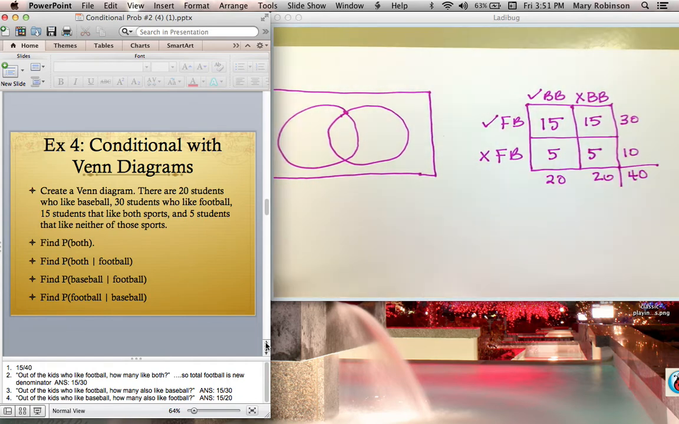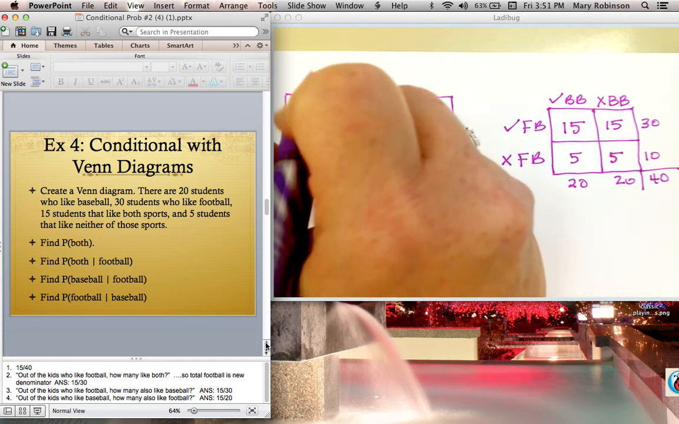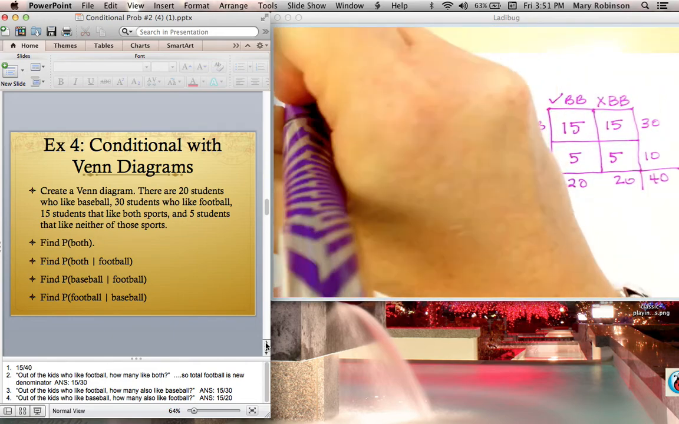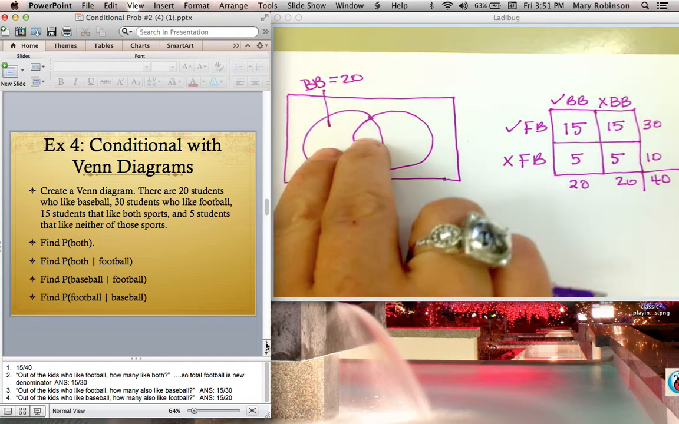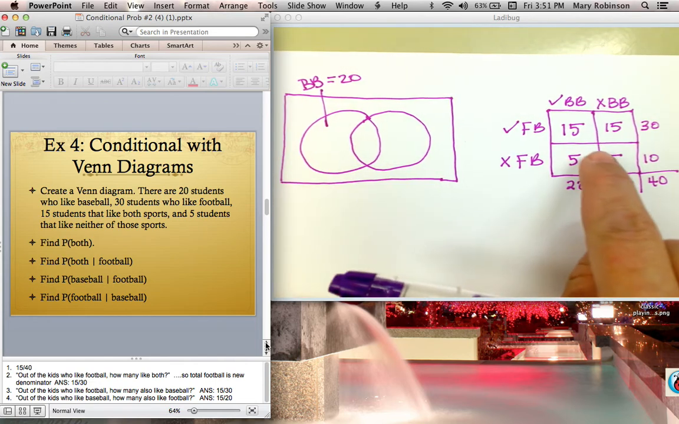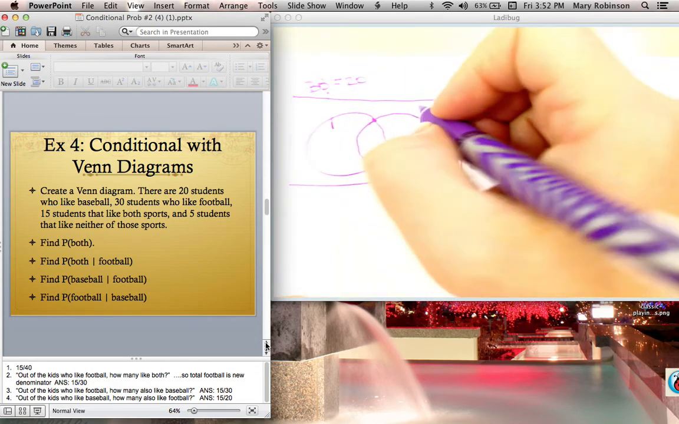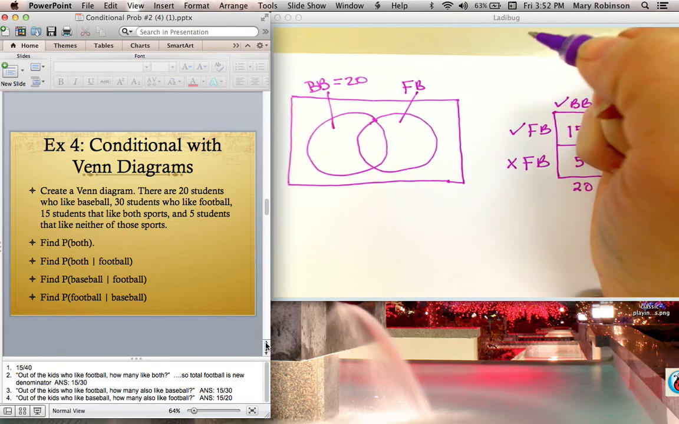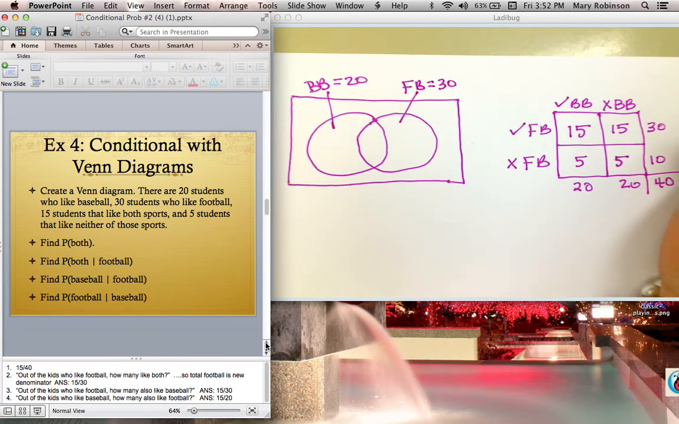Well, understanding that will help us understand how to fill in our circle here. They tell us that there are 20 students who like baseball. So I'm going to let this be the circle for baseball. And I know that there are 20 of them. I do not put the 20 inside because it is the total for baseball. Those that like football and baseball, and those that like baseball only. They also tell us there are 30 who like football. So I'm going to let this circle represent those that like football. And I know that there are 30 of them. Again, do not put your totals in your circle.